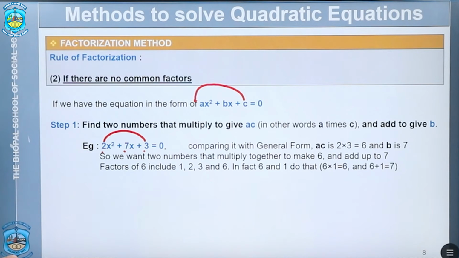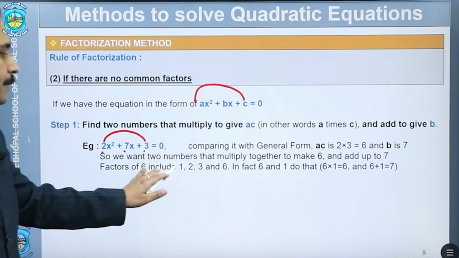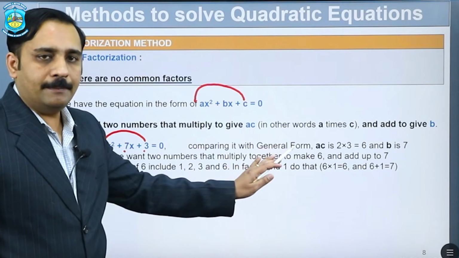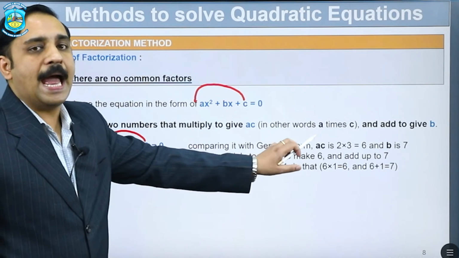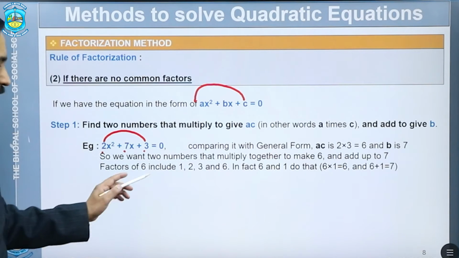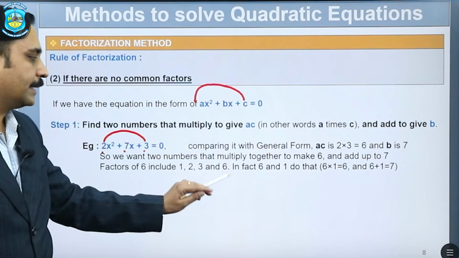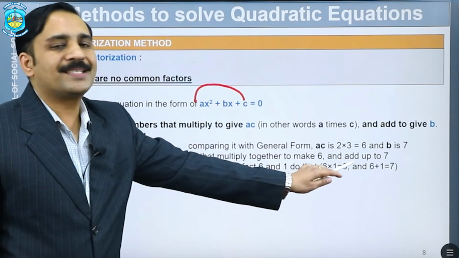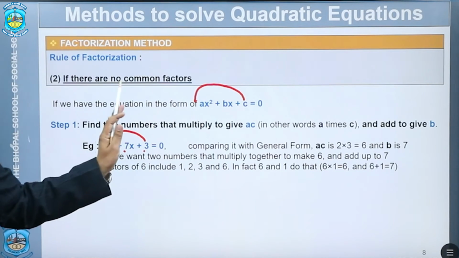So what am I looking for? We want two numbers such that if we multiply them, we'll get the answer as 6. If we add them, I will get the answer as 7. That means the factors of 6 are 1, 2, 3 and 6. That means 1 into 6 or 6 into 1 will generate our answer, that is 7.